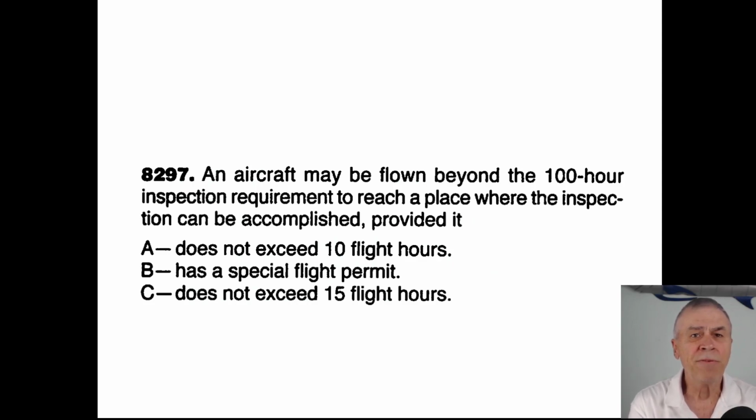An aircraft may be flown beyond the 100-hour inspection requirement to reach a place where the inspection can be accomplished, provided it blank. A, does not exceed 10 flight hours. There you go, right there. B, needs a special flight permit. No. C, does not exceed 15 flight hours. That's a little too long.